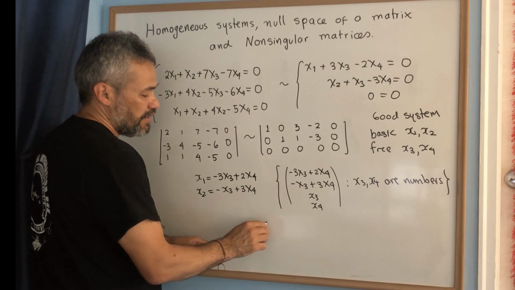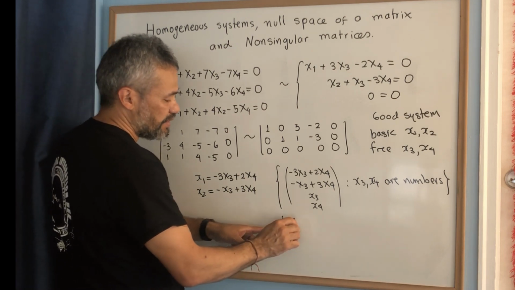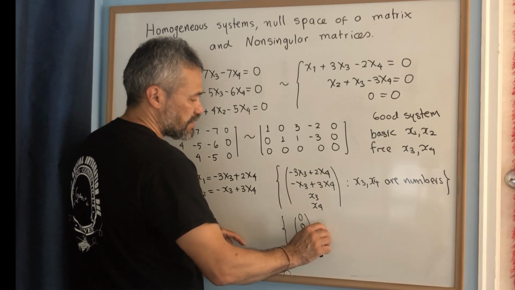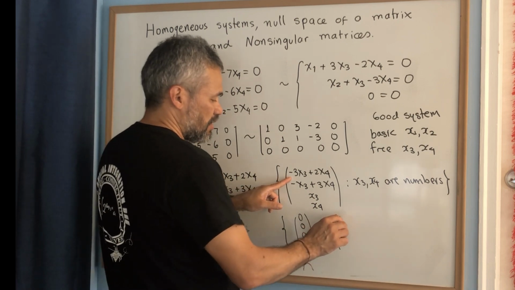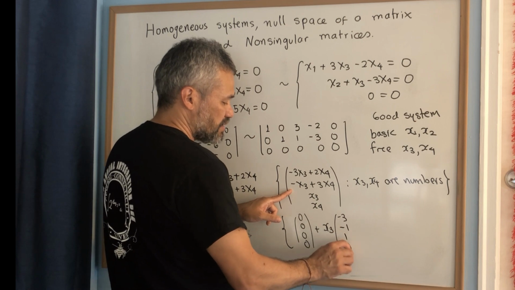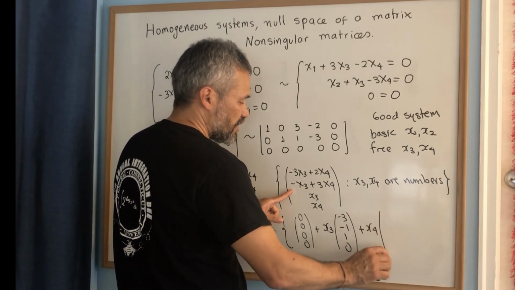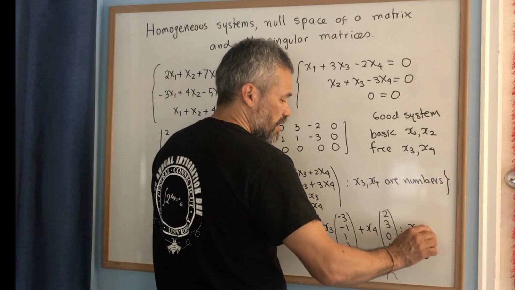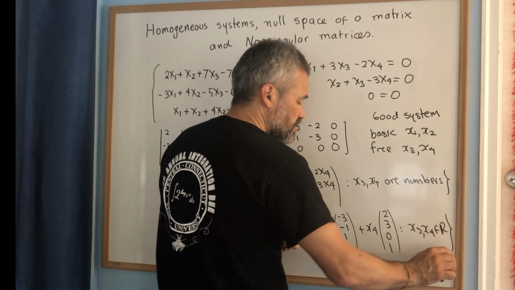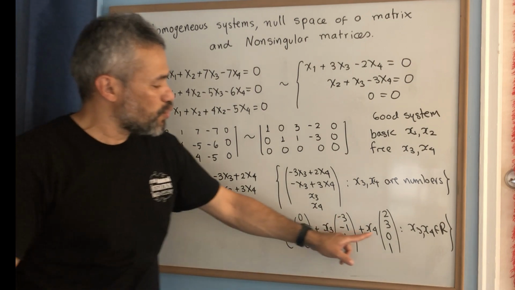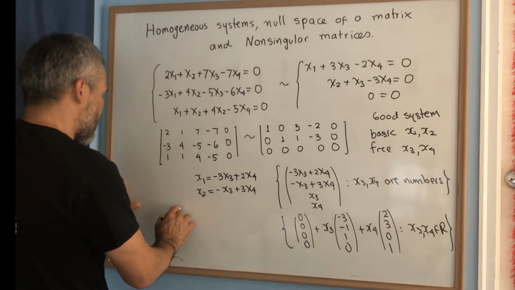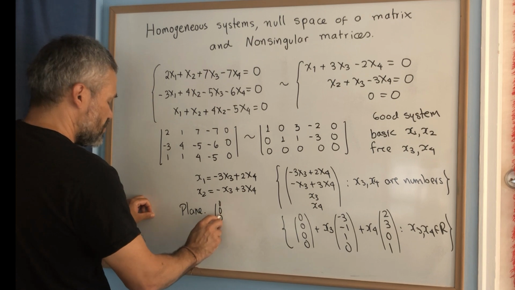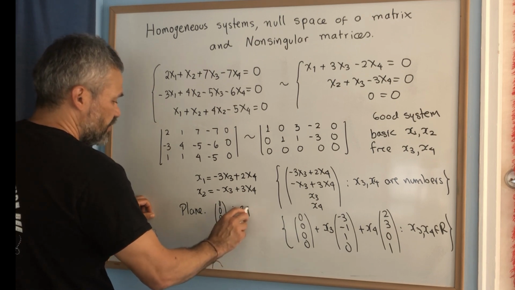In the case that we are thinking that our numbers are the real numbers, we can rewrite this as (0, 0, 0, 0) plus x3 times (-3, -1, 1, 0) plus x4 times (2, 3, 0, 1), such that x3 and x4 are real numbers. And geometrically, since there are two free parameters, this is a plane. And (0, 0, 0, 0) is a point in the plane.